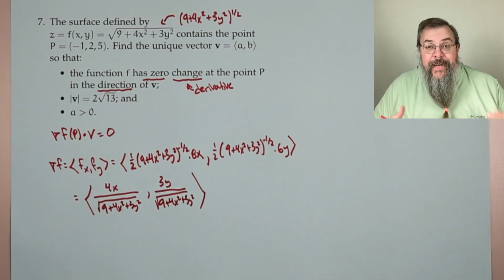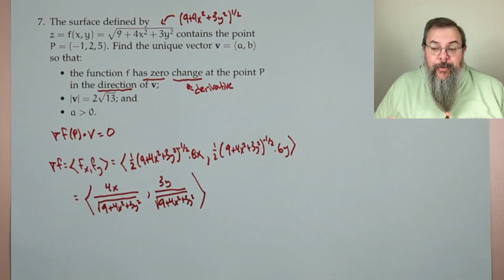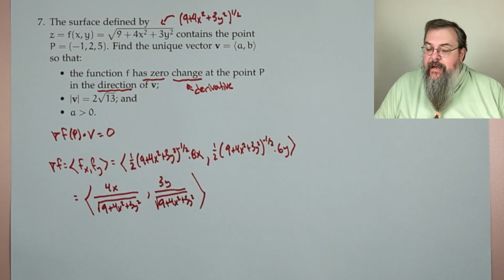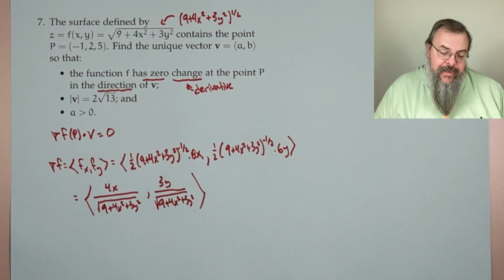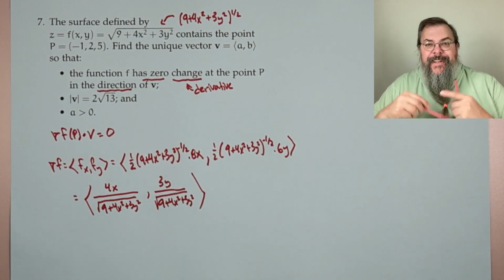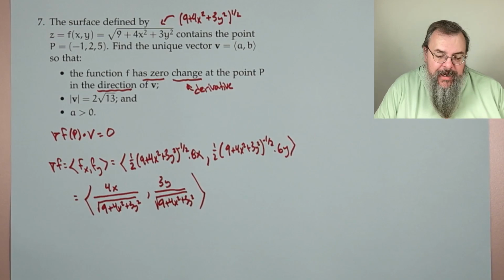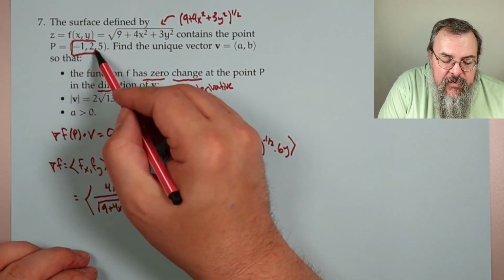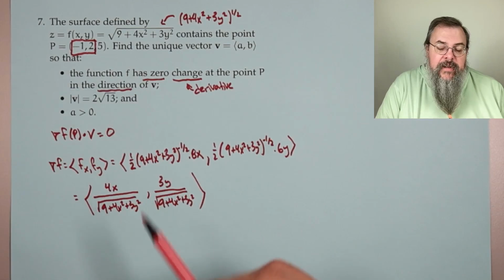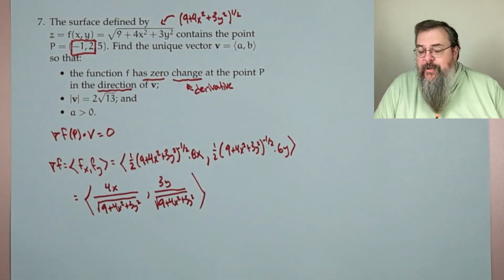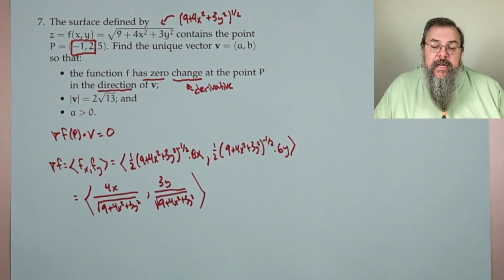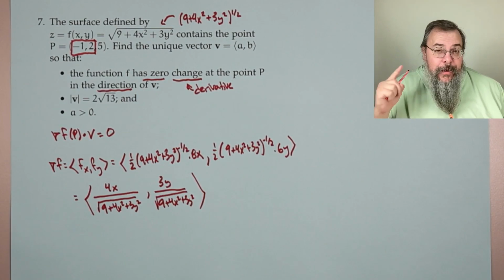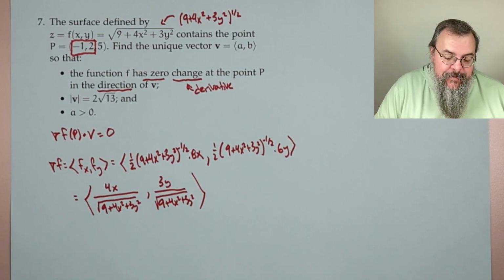Okay, so there's our gradient. Where's our point that we plug in? Now, here is a little bit of bad notation in this problem, the way it's written. We really care about these two parts when we talk about the gradient, the x and the y. We really don't want that z part. So we're plugging in -1 and 2. We're going to see 5 show up in just a second.